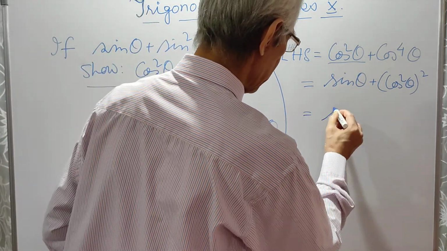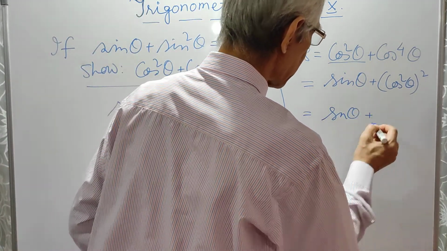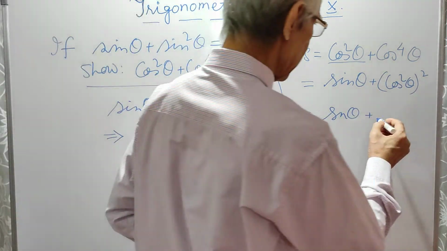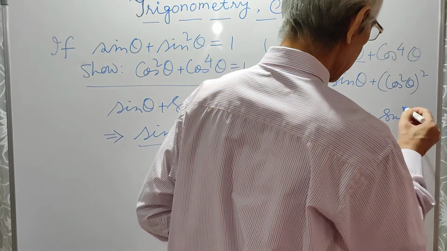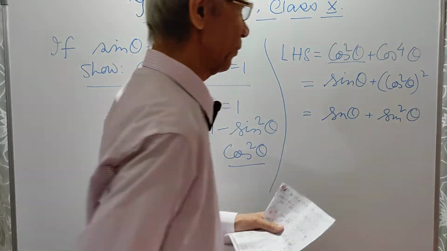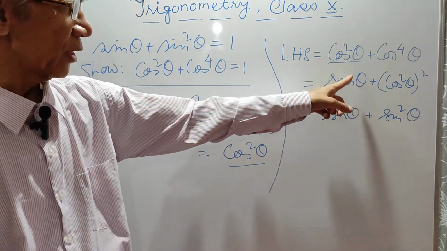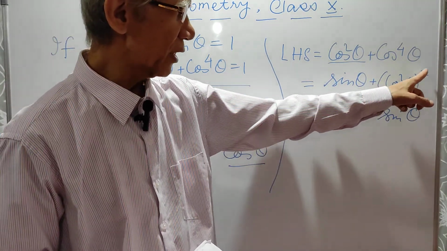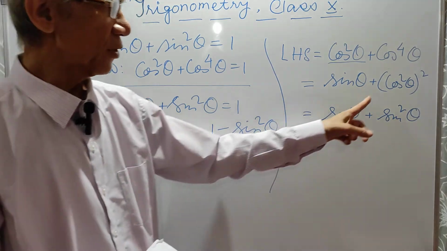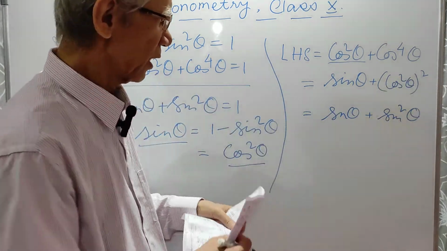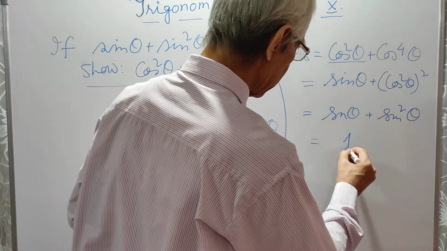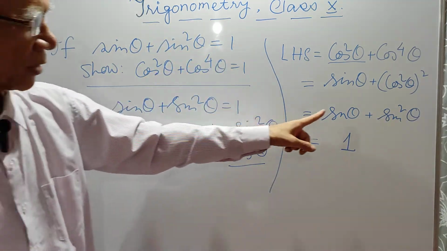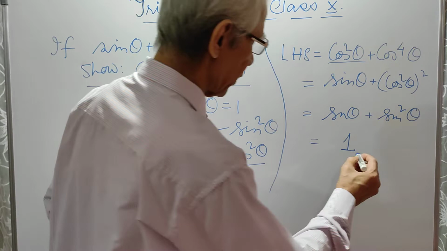Now this is sin theta plus, now cos square theta, what is it? Sin theta. So sin theta whole square, that means sin square theta. So cos square theta is sin theta, we have proved. And this is cos square theta whole square. Now cos square theta is sin theta, so sin theta square, that means sin square theta. Now this is equal to 1. Given condition, sin theta plus sin square theta equal to 1. So equal to right hand side. Proved.